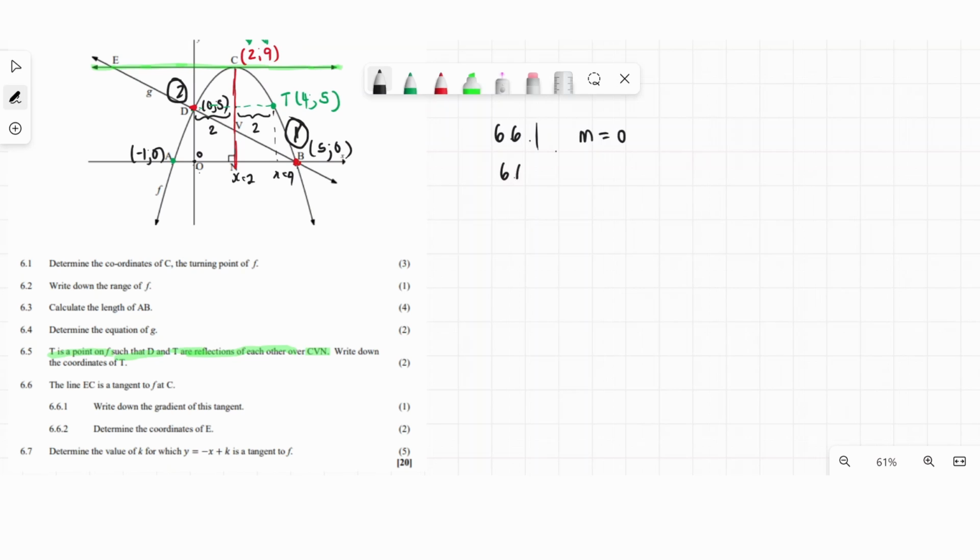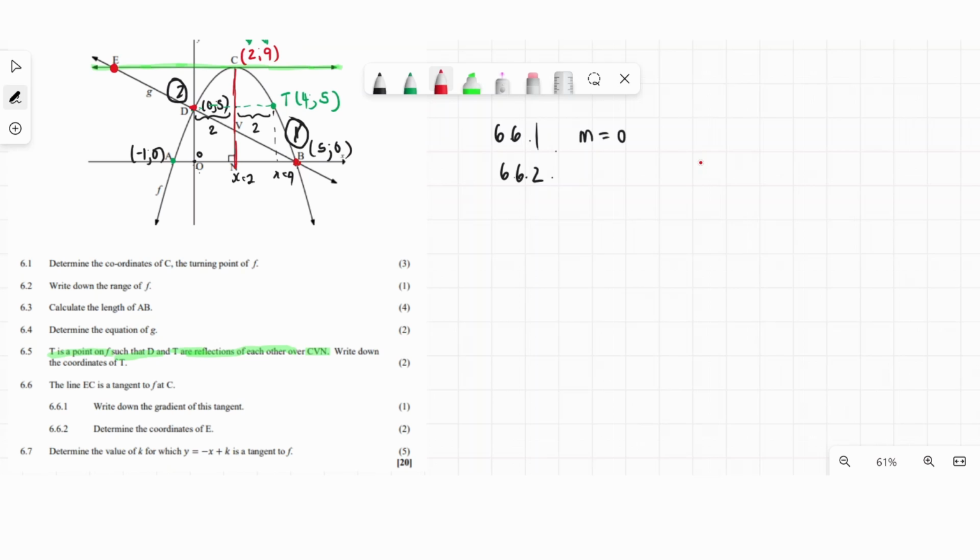Then 6.6.2, it says determine the equation of E. Where is E? Let me do it in red. Is here. You see this point? That's E, right? So we need to determine the coordinates there. How do we determine the coordinates? We see the fact that the graph, the line EC and f and g of x cut there, they intersect there, right?